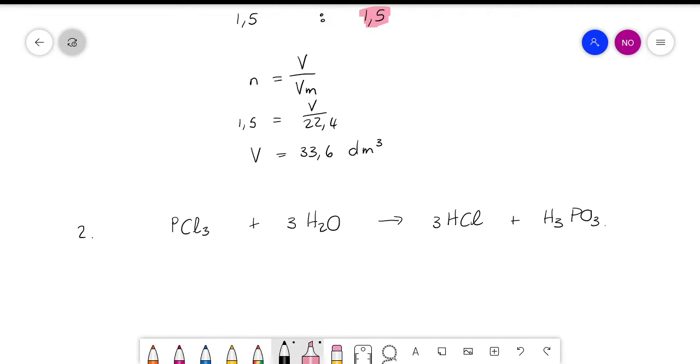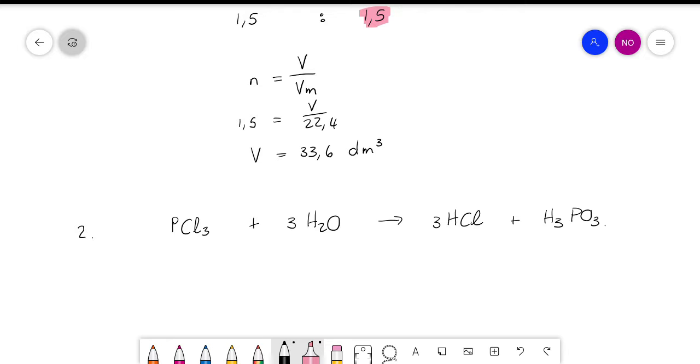Okay. So fosforkloried reageer met water om soutsuur en H3PO3 te vorm, wat ook al dit is. Waterstof fosfaat. Goed. Sien julle, hy's klaar gebalanseer. It's already been balanced. Now this time they don't give us mass or volume, they start with moles.